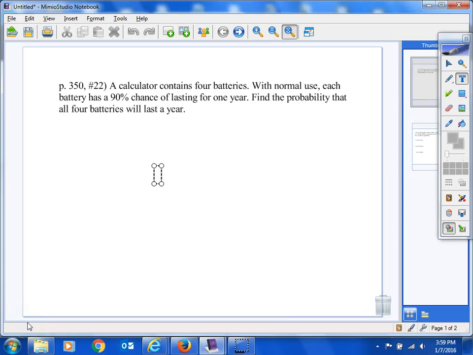Here's some homework help for a couple of problems that appear on page 350. These are probability problems where we're going to utilize the binomial theorem to help us figure out these probabilities. So let's start with number 22.